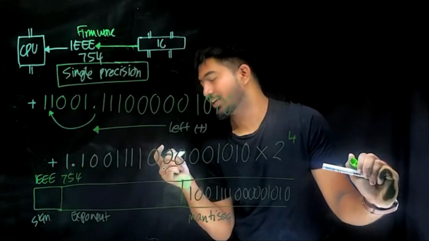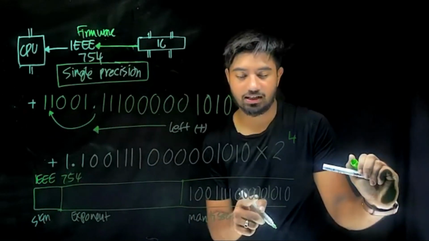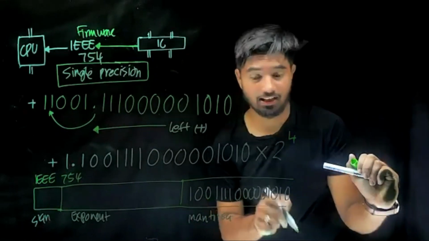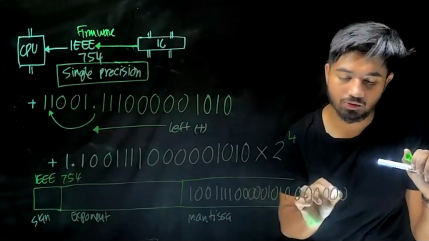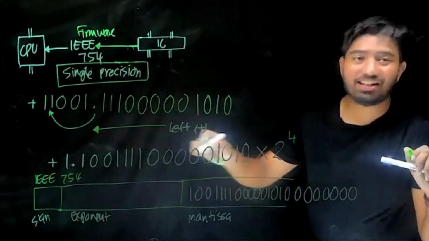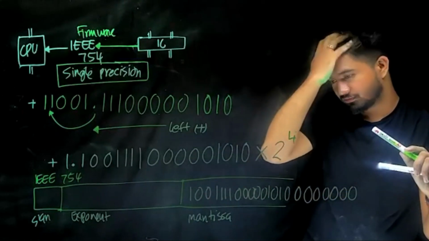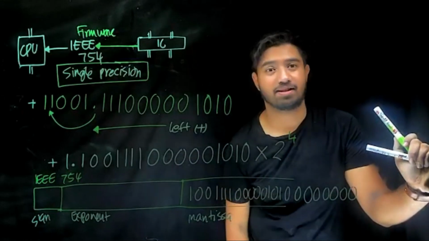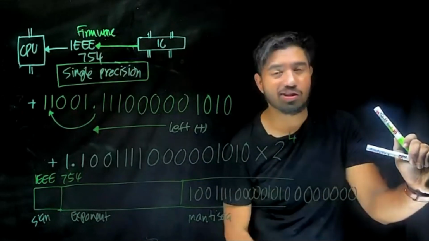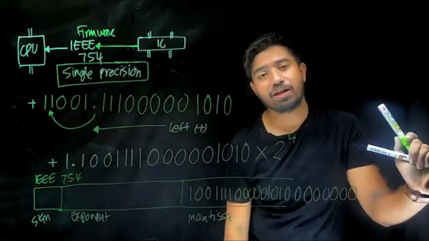23, yeah, 23. 1, 2, 3, 4, 5, 6, 7, 8, 9, 10, 11, 12, 13, 14, 15, 16, 17, 18, 19, 20, 21, 22, 23. Add zeros to make it fit. That is the mantissa. We are going to add zeros to the right side, to make sure that it has 32 bits.